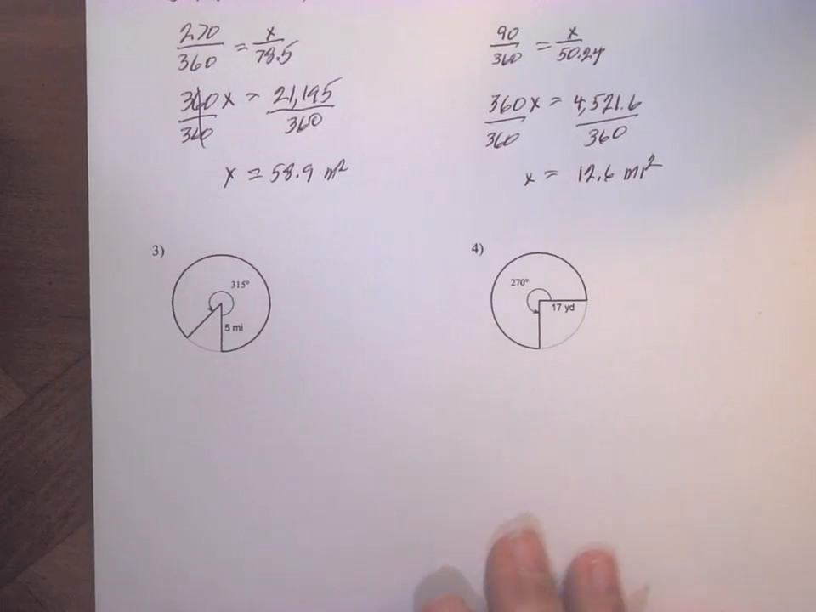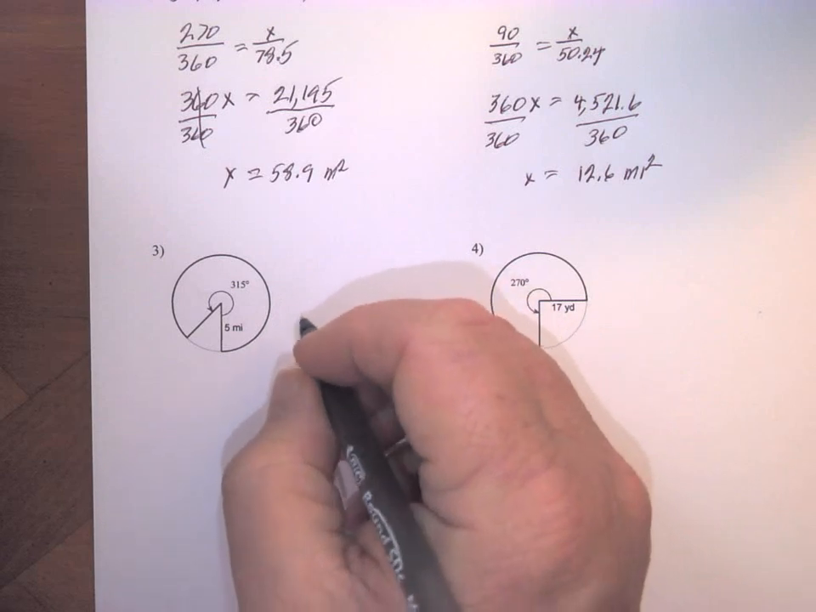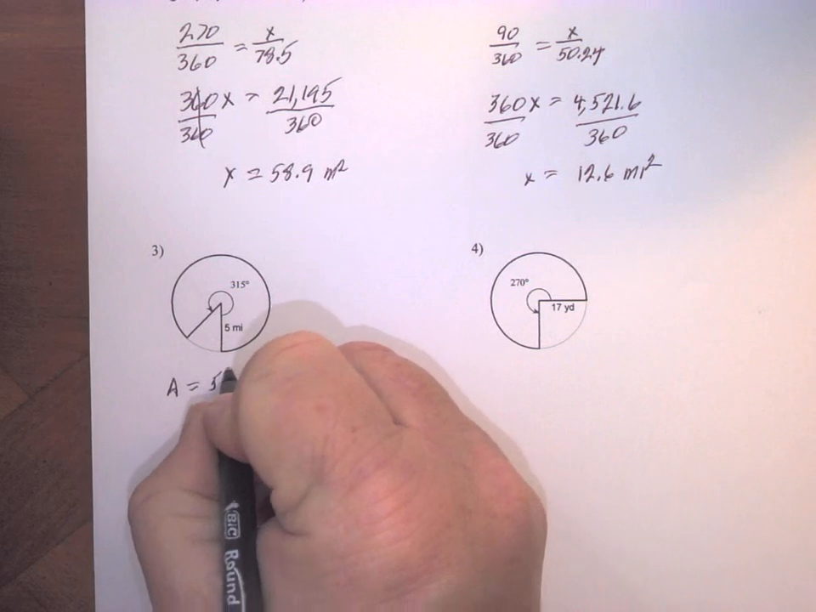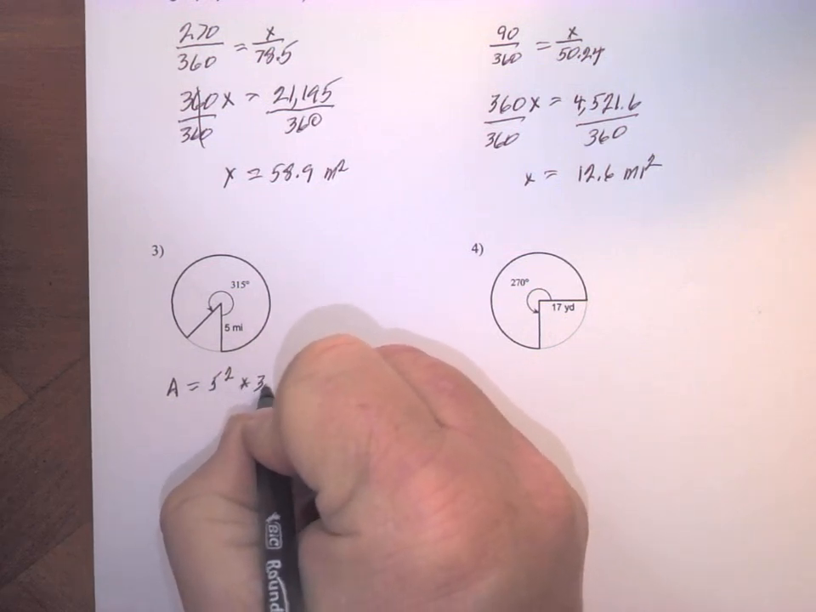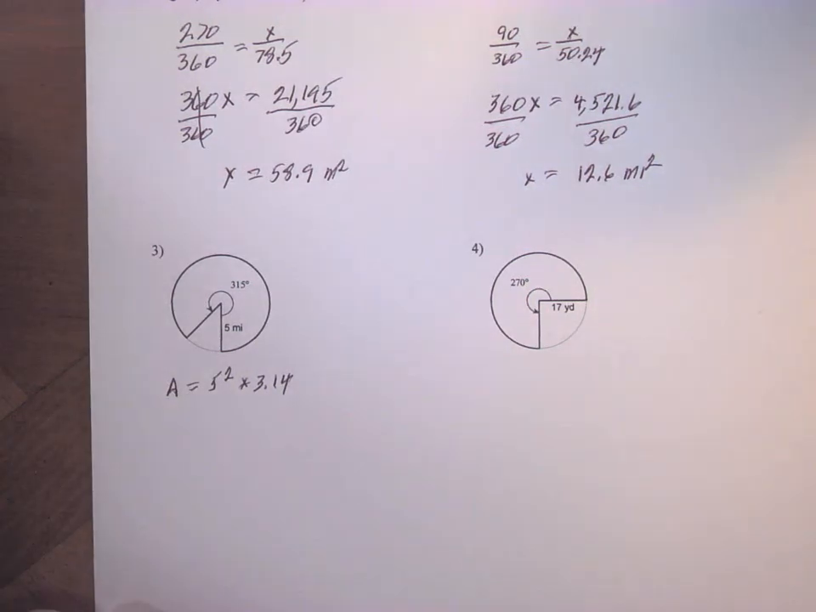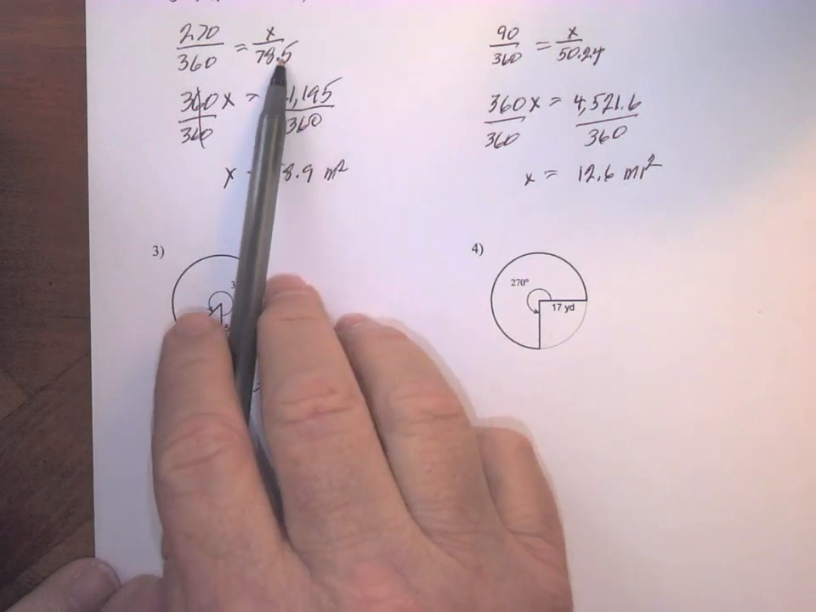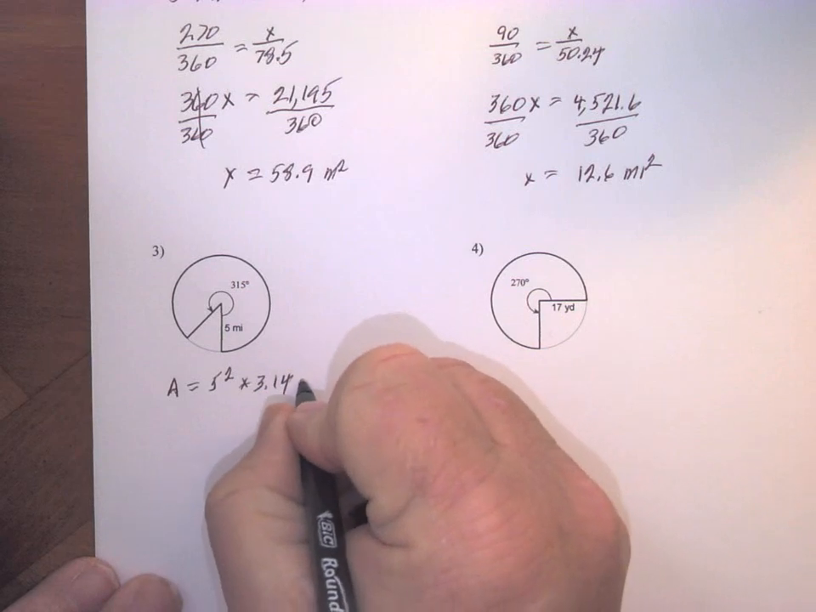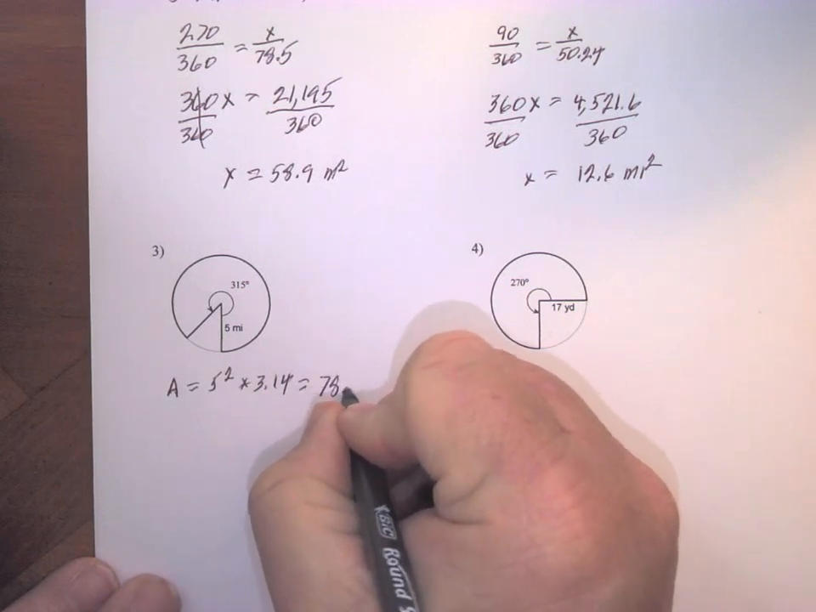So, for number 3, well, the area is equal to 5 squared times 3.14. That's the total area of the circle. So, 5 times 5 times 3.14 gives us 78.5. This is the same area that we got up here, okay? Because it was also 5. So the area is equal to 78.5.